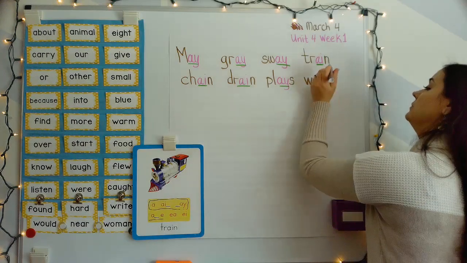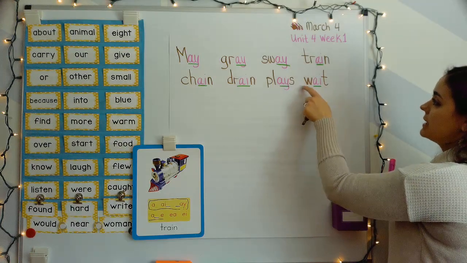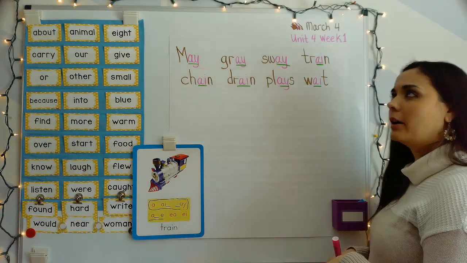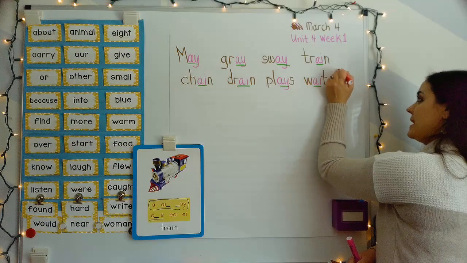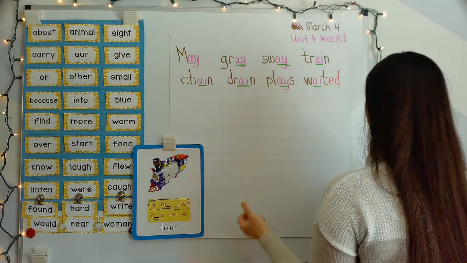A, way. T says ta, ate, wait. So the word was waited, so that means it's past tense. It already happened. Waited, waited. He waited a long time.